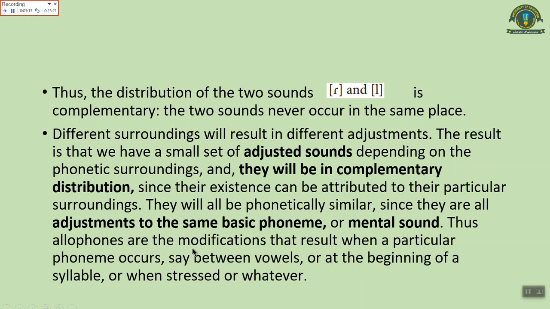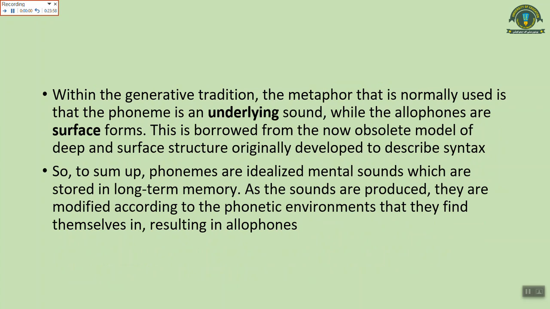So thus allophones are the modifications that result when a particular phoneme occurs say between vowels or at the beginning of a syllable or when stressed or whatever. So these can be some of the different environments. A phoneme can sound different at the beginning of a word, at the end of a word, between the vowels, or when it is stressed or unstressed. So a phoneme can sound different in different environments. Okay, so that was all about complementary distribution.